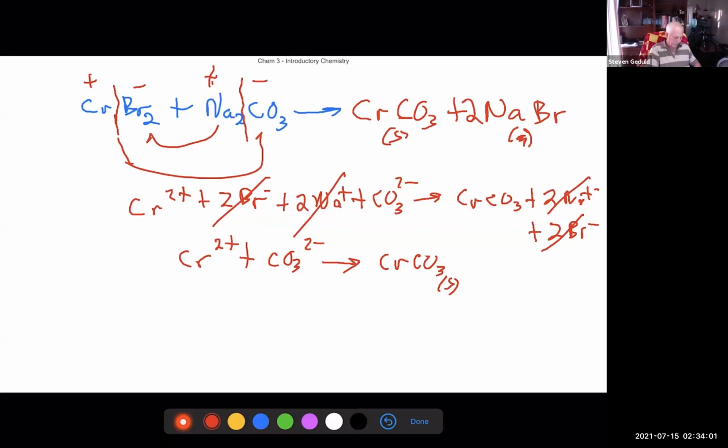Okay, perfect. The next one would be, write the net ionic equation, including all the phases for the reaction. It gives you the reaction. It gives you iron 2 hypochlorite.